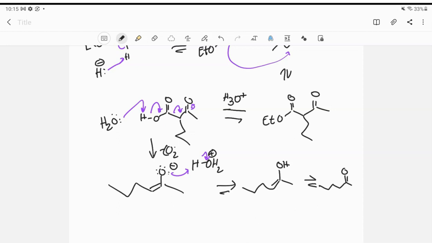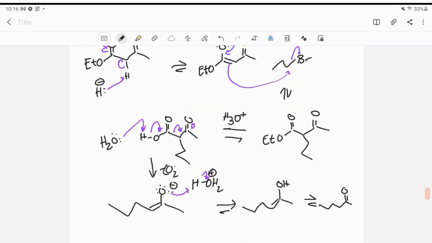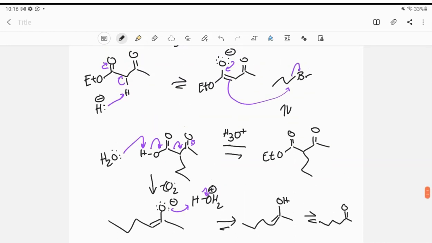Diethyl malonate gives you an acid on the other carbon. This one gives us a ketone on the first carbon. The malonic ester gives us the acid on the farther carbon. All right, but again, relatively the same mechanism. Gives us a ketone instead.